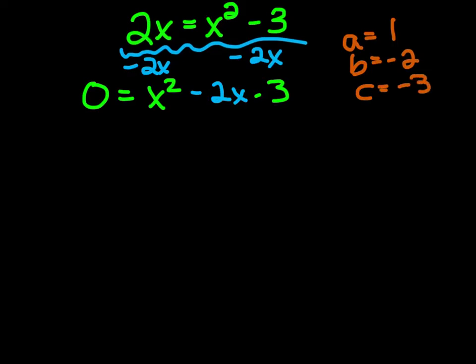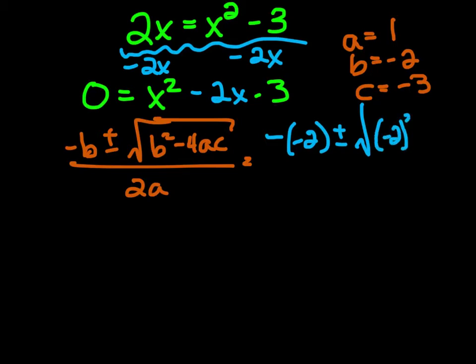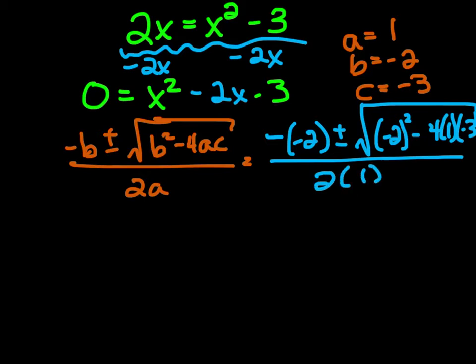Last but not least, let's stick it in our equation. We have the equation negative b plus or minus the square root of b squared minus 4ac all over 2a. So using that information, let's say we have negative 2 plus or minus the square root of negative 2 squared minus 4 times 1 times a negative 3, all square rooted, all over 2 times 1.